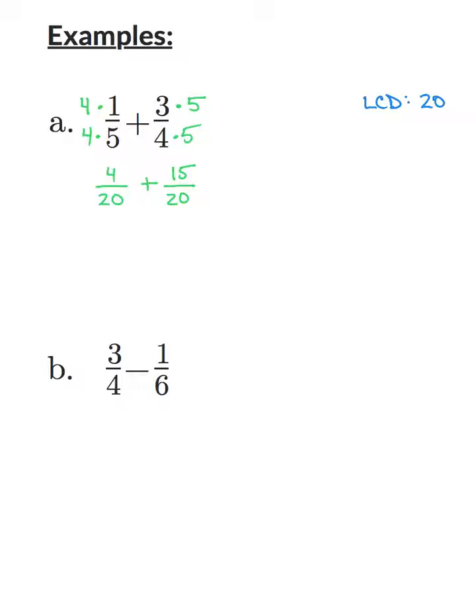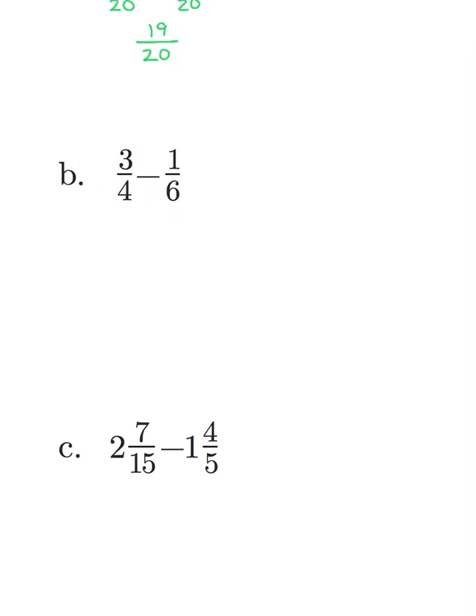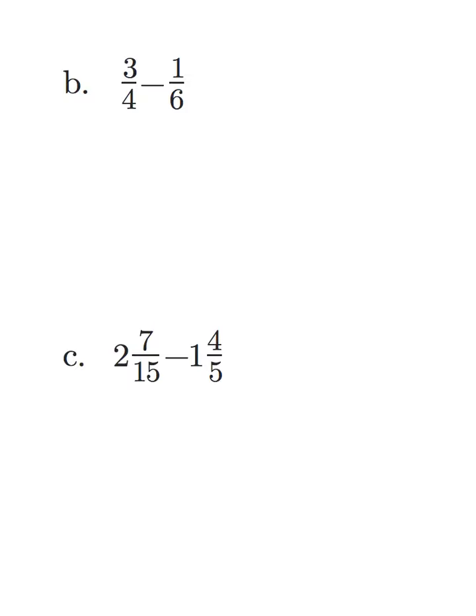We now have like fractions, which means that I can go ahead and combine my tops, my 4 and my 15, to give me 19 over, keep the same denominator, 20. If you have 4 20ths and 15 20ths, you should end up with 19/20. The fraction does not reduce, and therefore we are done. Let's go ahead and move on to example B.